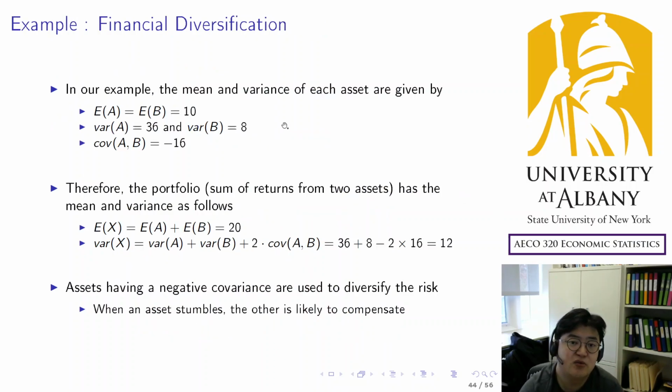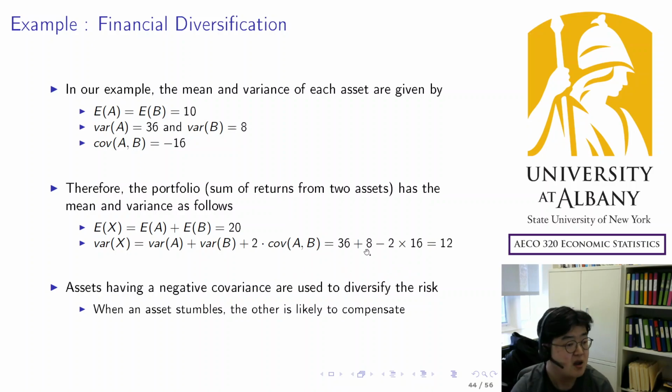Okay. So then back to our example. Mean is the same. Mean doesn't matter at all. So variance of A and variance of B are given as 36 and 8, and covariance is minus 16. Then think about this. Variance of x is variance of A plus variance of B and then 2 times covariance. So 36 plus 8 minus 2 times 16. So 36 plus 8 is 44, minus 32 will be 12. That is how we get the variance of the portfolio.